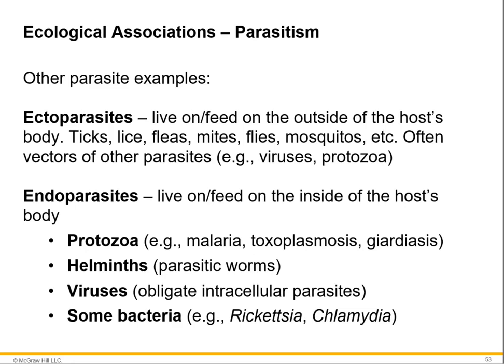So we'll talk about malaria. We'll talk about toxoplasmosis. We'll talk about giardiasis. Helminths, or parasitic worms, we'll also talk about in this course. Viruses we'll talk about. Remember, these guys are obligate intracellular parasites. And some bacteria are also obligate intracellular parasites. For example, Rickettsia and Chlamydia.